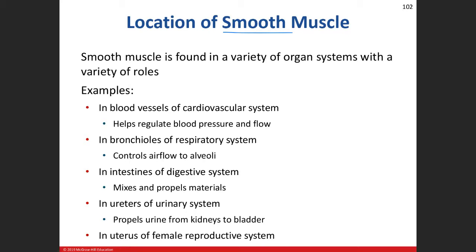So we're going to see smooth muscle in several organ systems, and here's just a couple. In our blood vessels, because remember, smooth muscle is going to control the diameter of a blood vessel. You can make it bigger or smaller. If it's smaller, it's harder for blood to flow in it. It'll decrease the blood flow. If it's bigger, it allows more blood to flow through it. So therefore, it can regulate blood pressure, and not only that, but also the flow of blood.